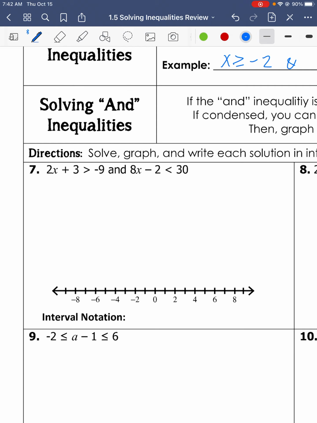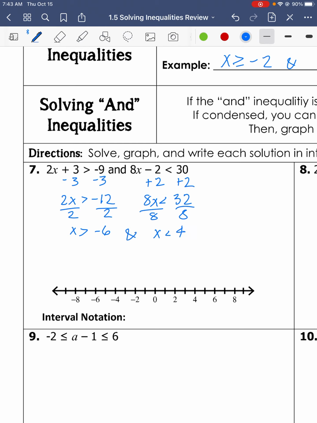Okay, so let's look at two examples here. Let's do number 7. Since it gives us two individual inequalities, we'll solve it as two individual ones and then combine the answer afterward. Okay, so let's look at 2x plus 3 is greater than 9, so we'll subtract 3 from both sides. We get 2x is greater than negative 12. Divide by 2. X is greater than negative 6. Okay, this other one, we'll add 2 to both sides. 8x is less than 32. We'll divide by 8. X is less than 4.